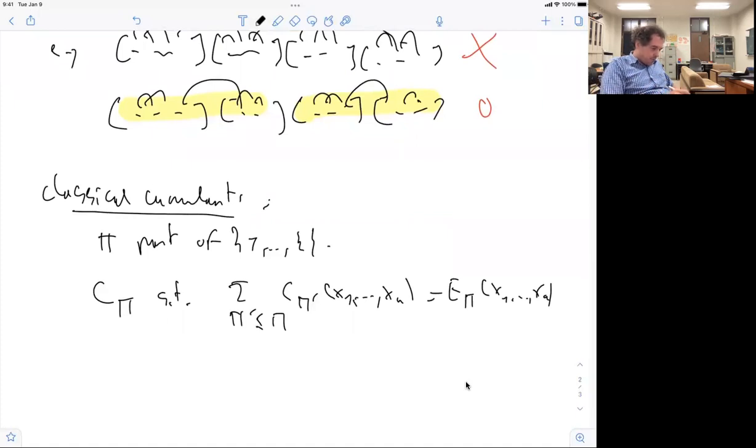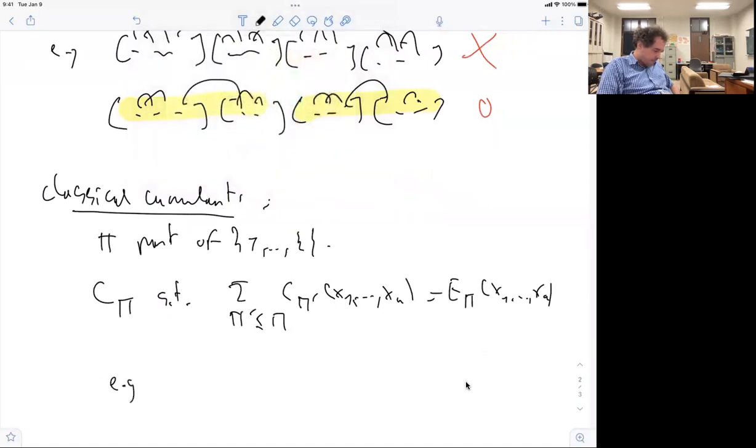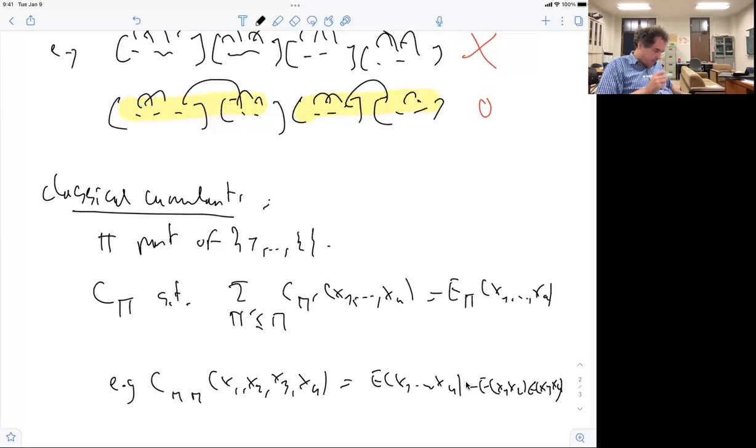Again, defining everything by example, if pi is the two-block partition, then C of x1, x2, x3, x4 would be the expectation of x1 to x4 minus the expectation of x1, x2 times the expectation of x3, x4.